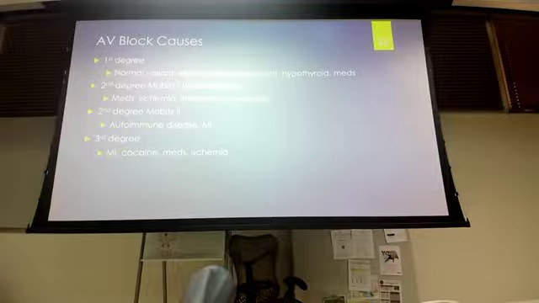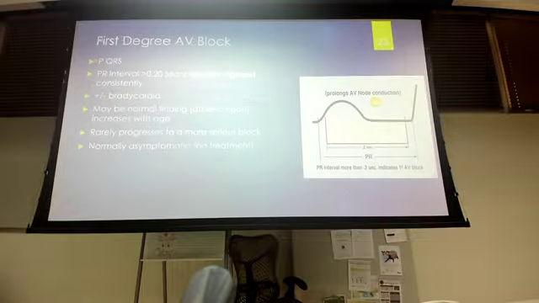Second degree, Mobitz 2 is more of a big deal. The Mobitz 1 we can deal with. Mobitz 2 is a big deal. Those patients often end up with a pacemaker. And third degree, cocaine. Cocaine is a big cause of third degree block. Myocardial infarction can cause it as well, and myocardial ischemia can cause third degree AV block.